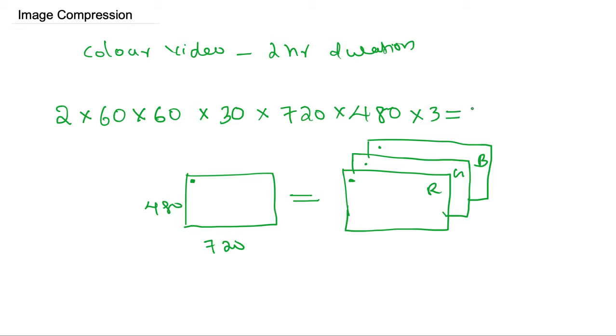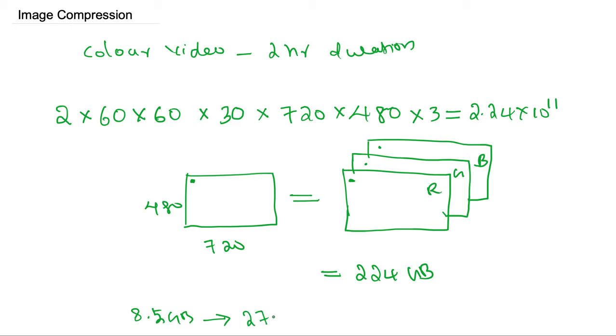If you calculate, this number comes to around 2.24 into 10 raised to 11. That means that if you convert that into usual data size representations, this will be around 224 GBs. And if you take this number into perspective, suppose that you have 8.5 GB DVDs, then in order to store a single video, you will require around 27 DVDs.